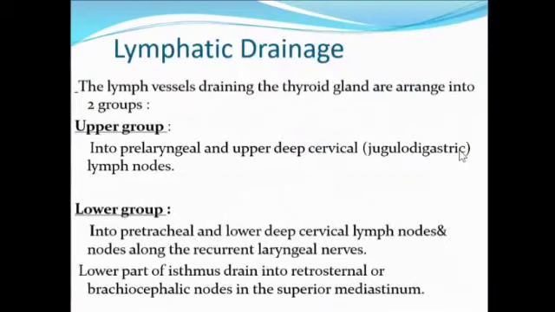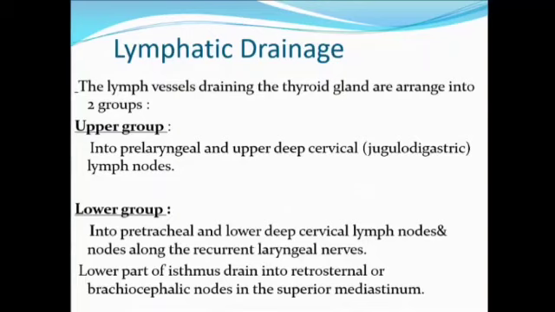Now the lymphatic drainage of the thyroid gland. The lymph vessels draining the thyroid gland are arranged in two groups, the upper group and the lower group. The upper group drains into the prelaryngeal and upper deep cervical lymph nodes, that is the jugulodigastric lymph node. The lower group drains into the pretracheal and lower deep cervical lymph nodes and nodes along the recurrent laryngeal nerve. The lower part of the isthmus drains into the retrosternal or brachiocephalic nodes in the superior mediastinum.